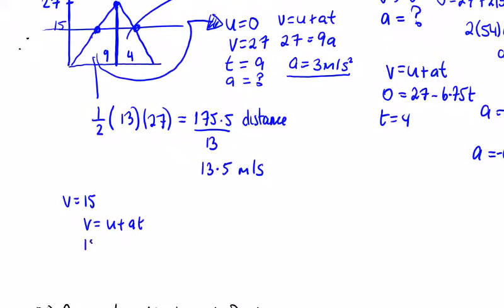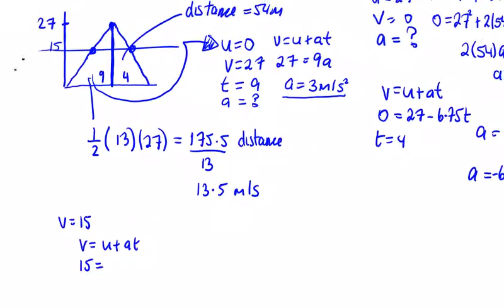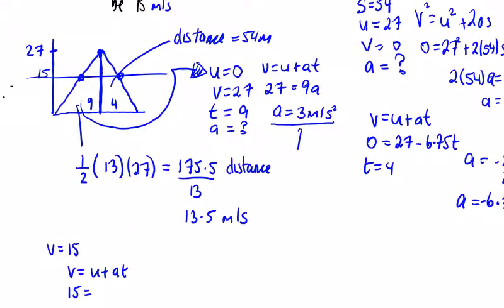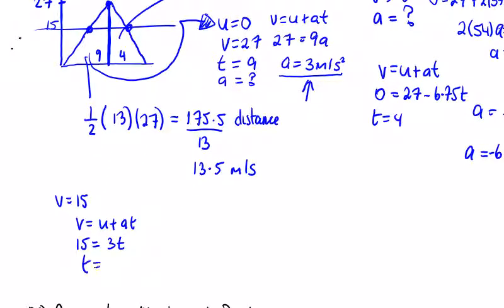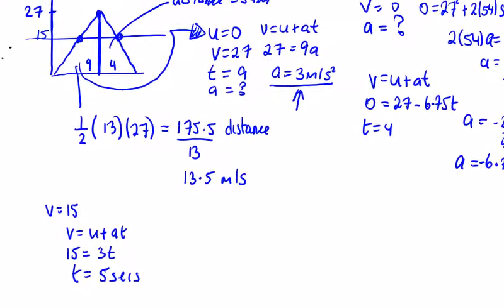So 15 on the way up, u is 0, and a on the way up was 3. So 15 is equal to 3t. So after 5 seconds on the way up, the velocity was 15.